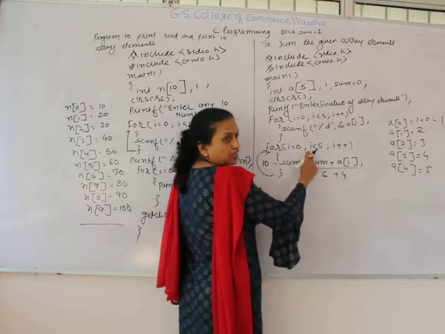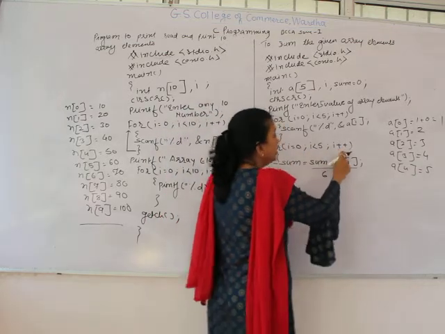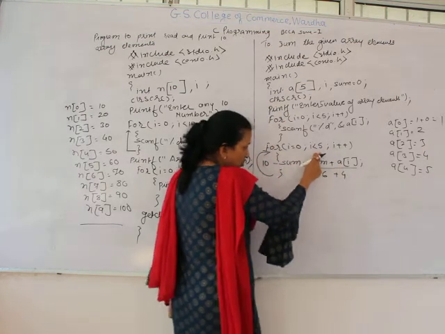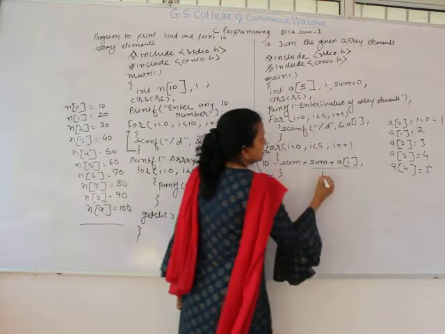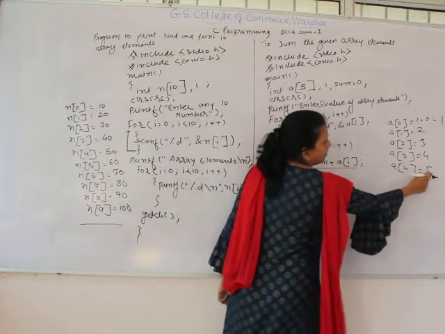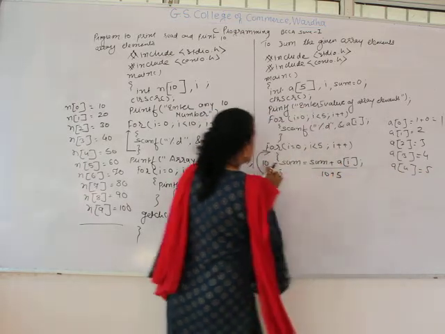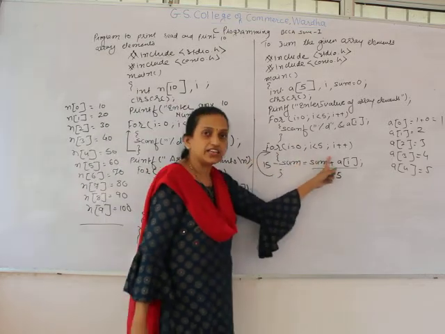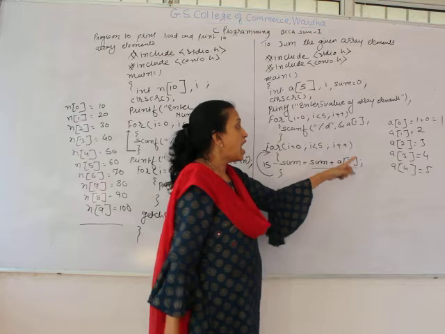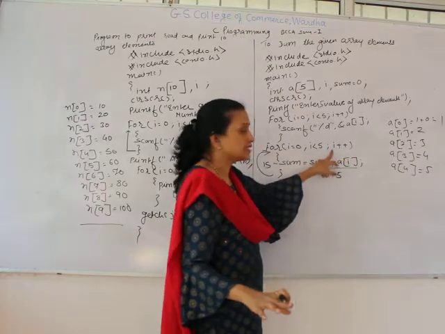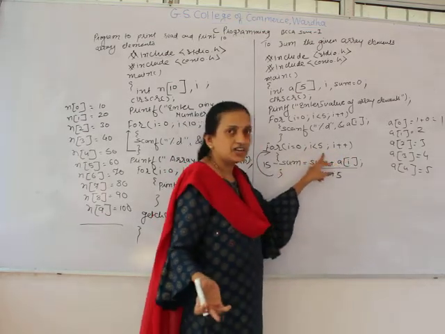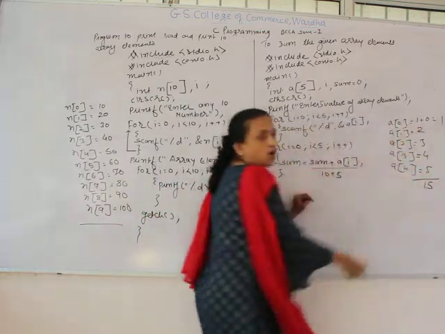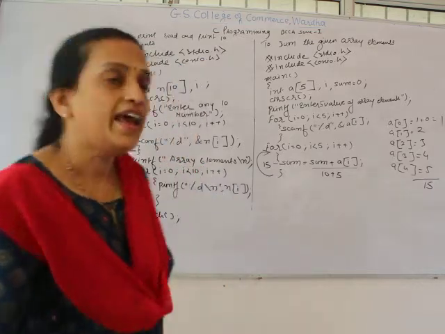Again the control of the program passes to check the condition with the updated value. Now 3 plus 1, 4. 4 is less than 5. Yes, the condition is true. Now this time the sum is 10 plus a[4]. The value of a[4] is 5. Now the sum becomes 15. Again the control passes to check the condition with the updated value. This time i becomes 5. 5 is less than 5? No, the condition is false. So in this way you sum up the values of the array elements.